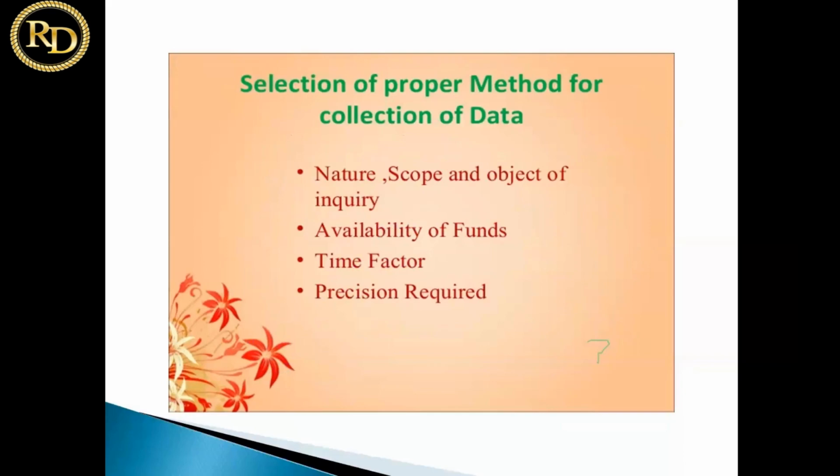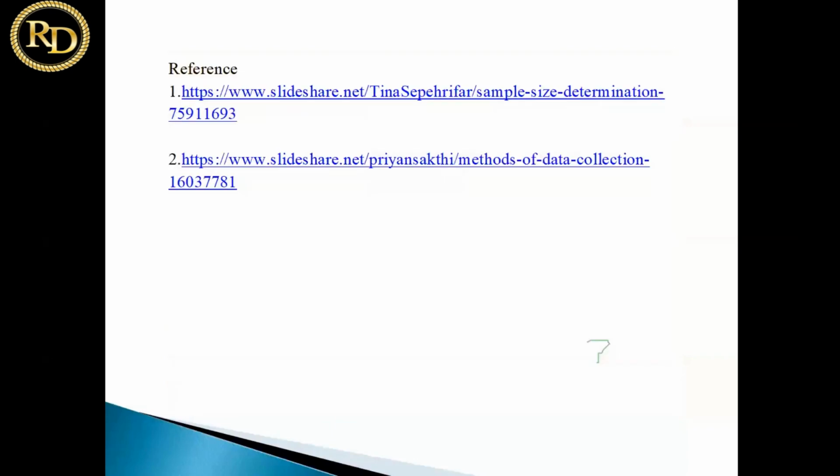Now, selection of proper method for collecting data. The collection of data should include nature, scope, and objective of the inquiry, availability of the fund, time factor, and precision required. Precision is very important, time factor is very important, and fund is very important, and definitely scope and objective of the inquiry is very important. So these are very important aspects for the selection of method used for the data collection.